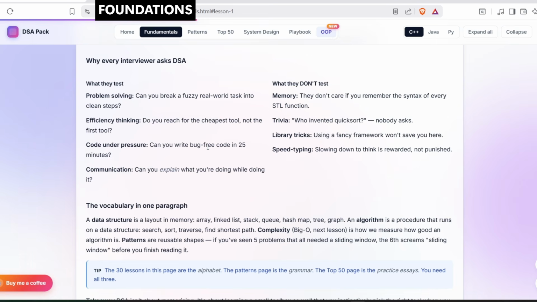What they don't test? Memory. Who invented quicksort? Library tricks. Using a fancy framework won't save you here. And speed typing. Slowing down to think is rewarded, not punished. So think before doing anything. Don't start coding while just seeing the question.